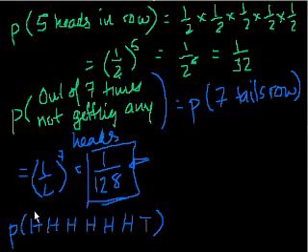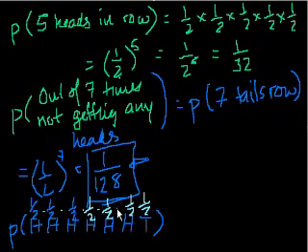And what's the probability of this? Well, there's a 1/2 chance of getting a heads, 1/2 chance of a heads, 1/2 chance of a heads. Let me switch colors. 1/2 chance of a heads, 1/2 chance of a heads, 1/2 chance of a heads, and then 1/2 chance of a tails. But once again, this is just 1/2 times 1/2 times 1/2 times 1/2 times 1/2 times 1/2, which is equal to 1 over 128.